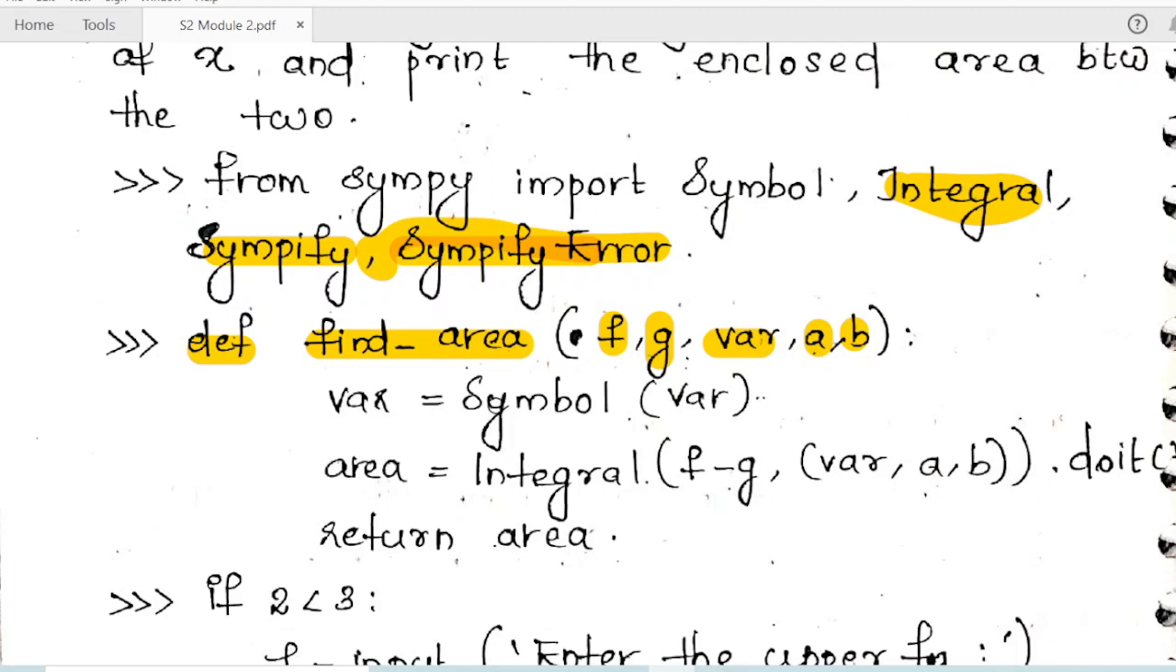So var is equal to symbols var, that is, var is considered as a variable. Okay, now area is equal to, let us define our area. Area is equal to the integrate function.